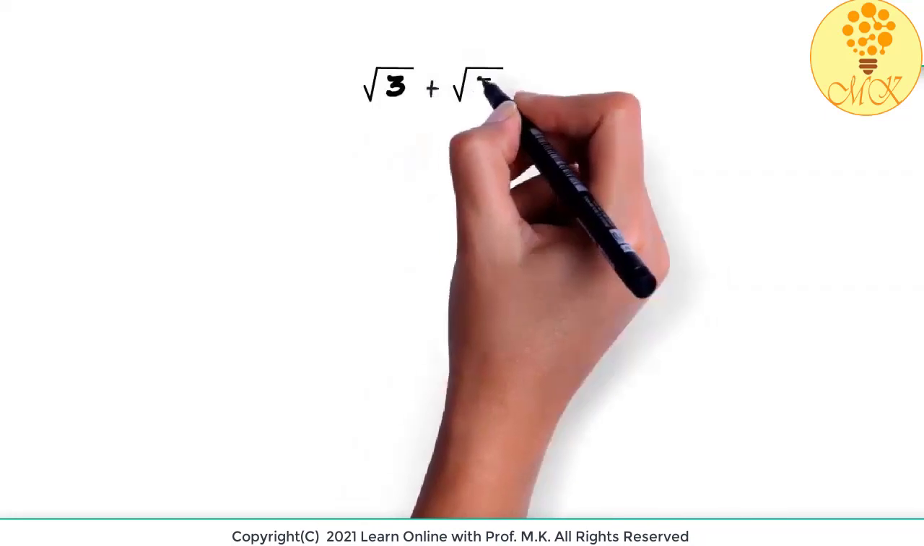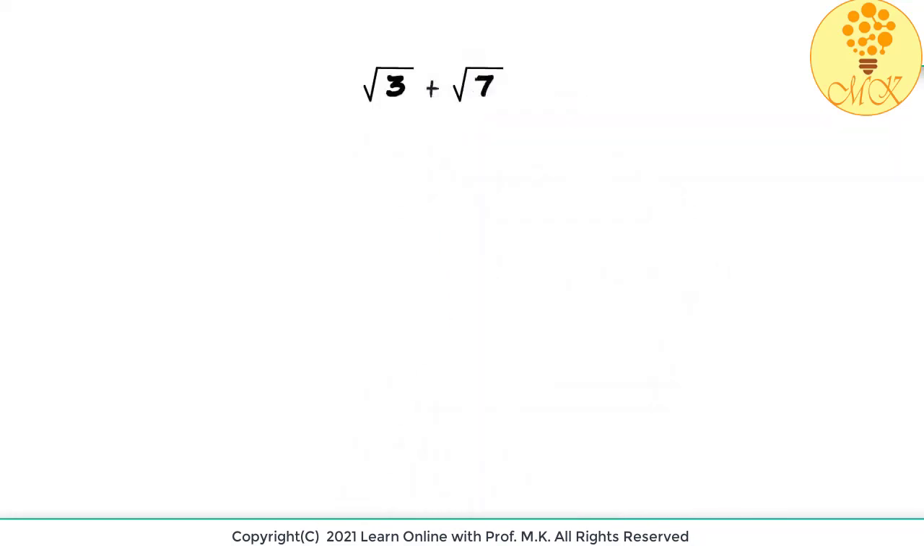But what if the number is like root 3 plus root 7? What if we had this in the denominator? How can we rationalize this expression? We will see that in the next part of this video.